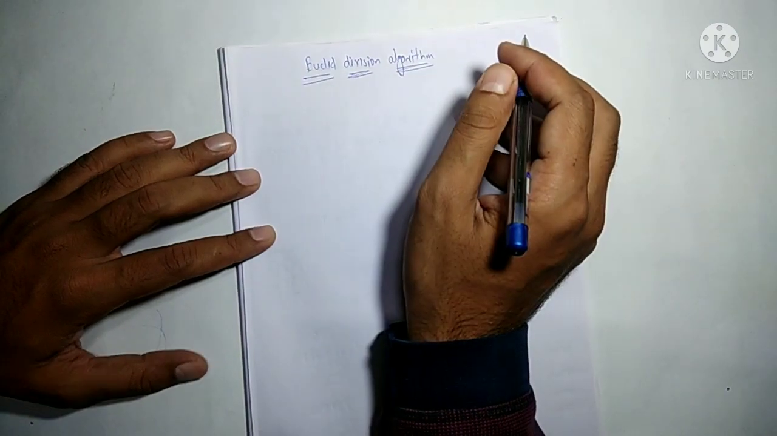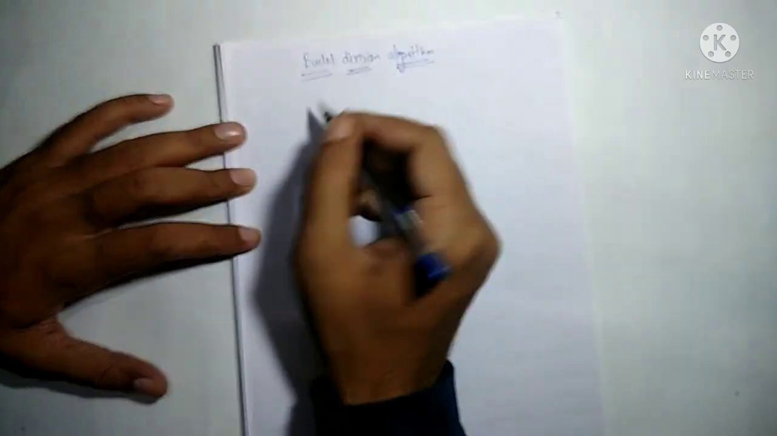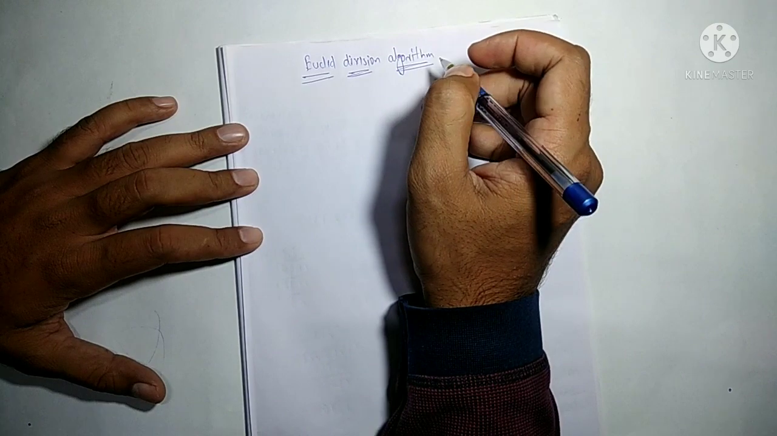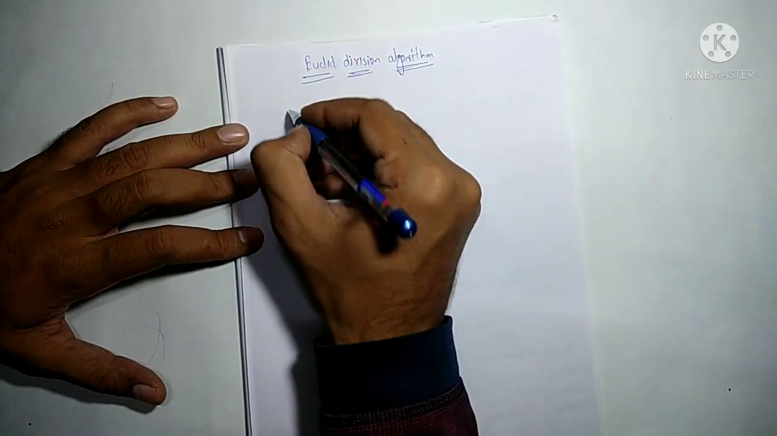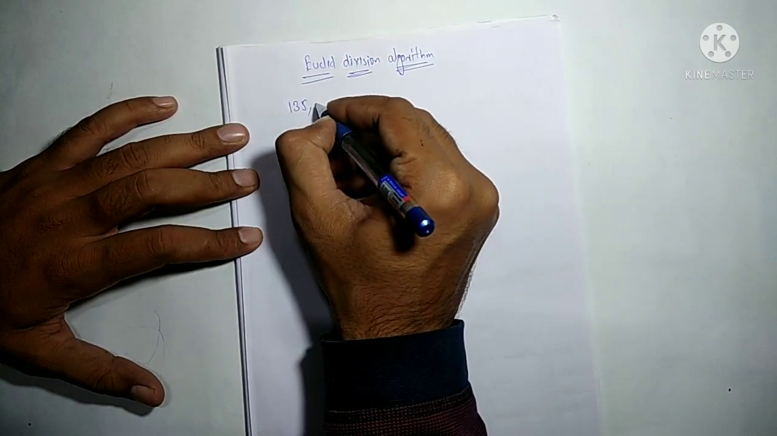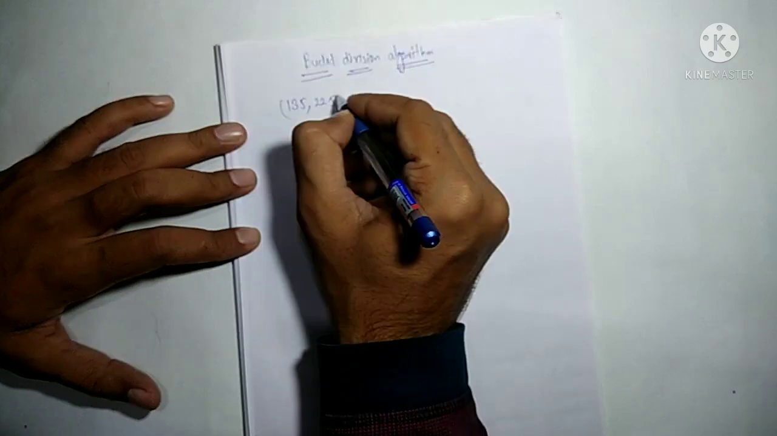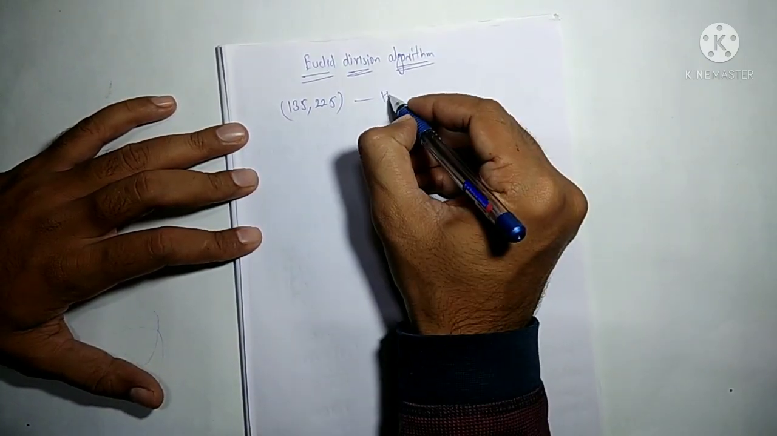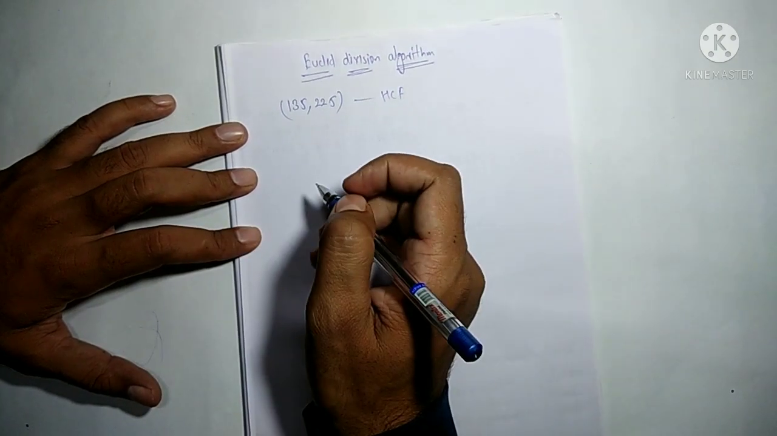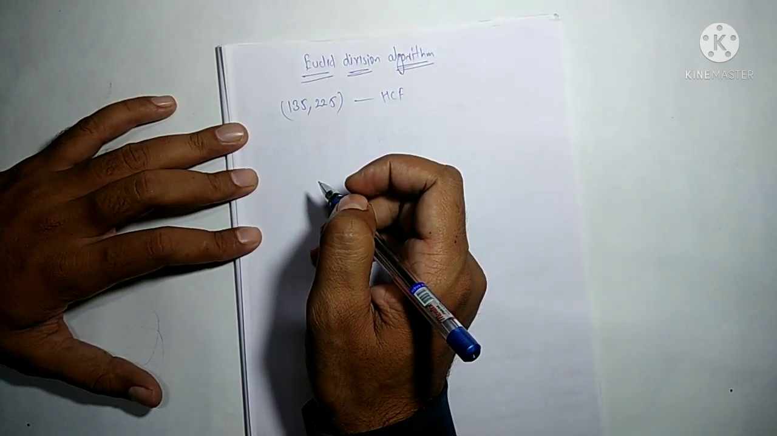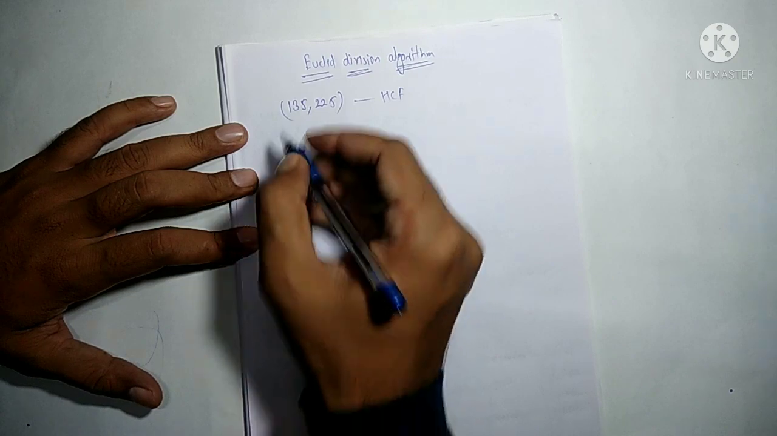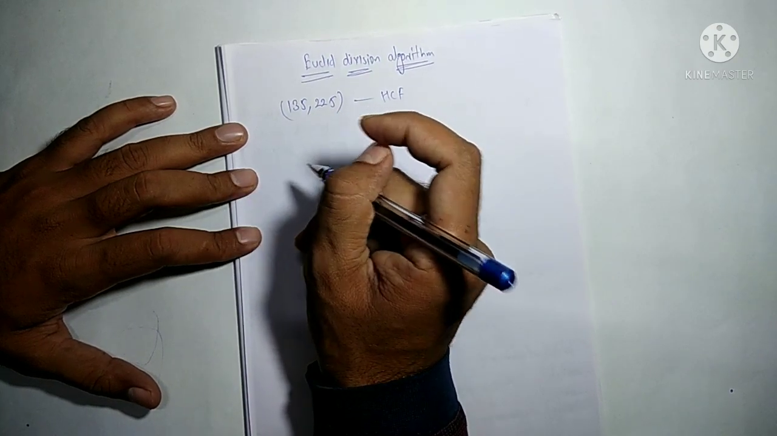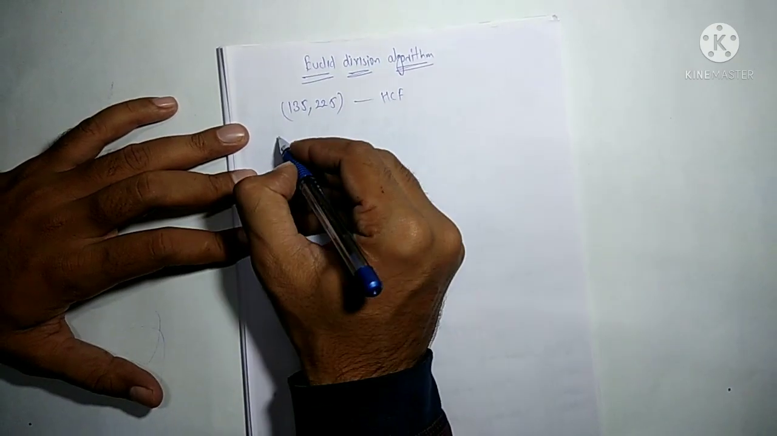Okay, let us play with two numbers to find out the HCF: 135 and 225. We have to find the HCF of these two numbers. How can we find it? We simply divide the numbers into prime factor form. How can we do that? Simply divide by the lowest value that works to find the prime factors.